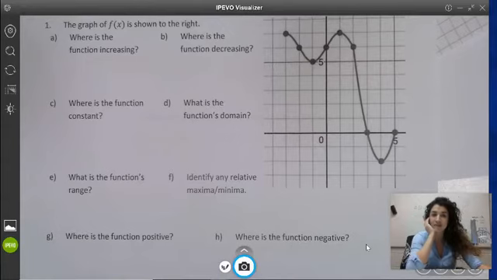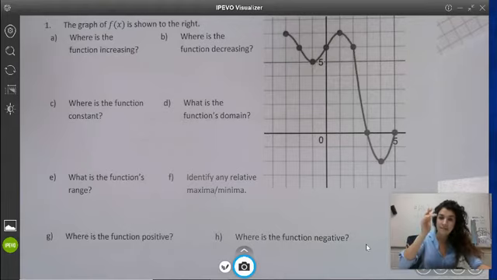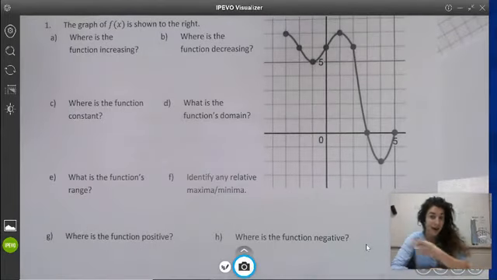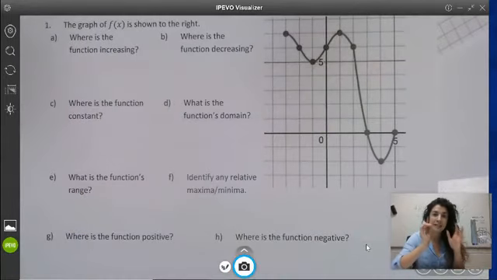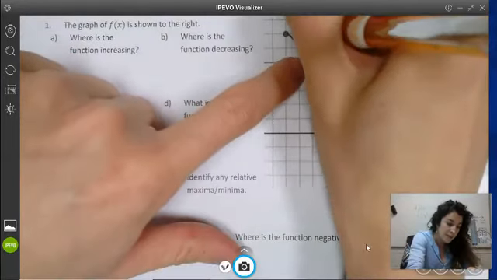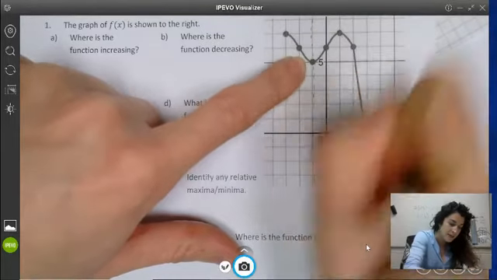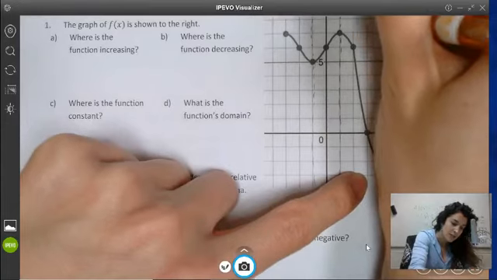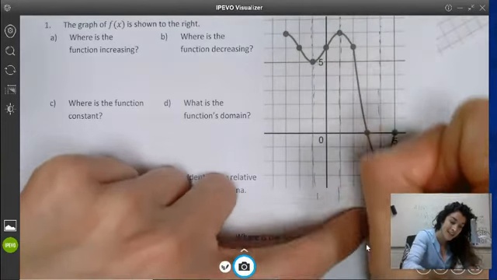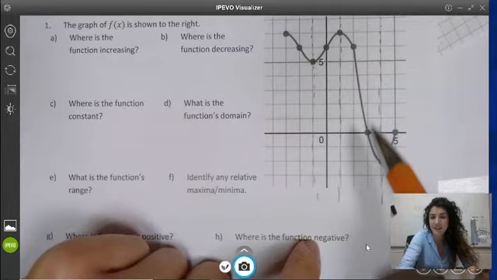The graph of f of x is shown to the right. Where is the function increasing? How I like to break up these functions is I like to create little fences using my dotted lines, and I like to put them at maxima and at minima, because at the maxima and the minima is when behaviors are changing. So I want to break it up into sections that are strictly decreasing and sections that are strictly increasing. And where those divisions happen will always be at the relative maxima and minima.